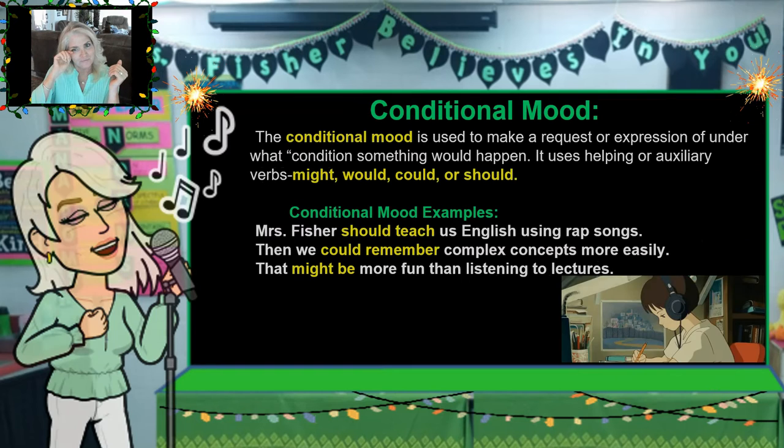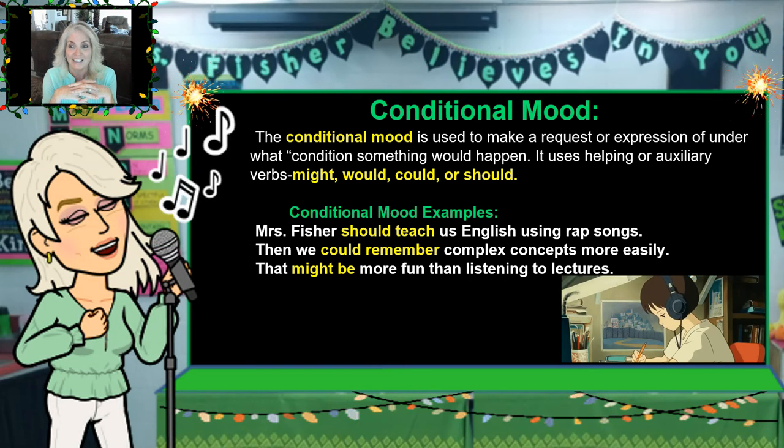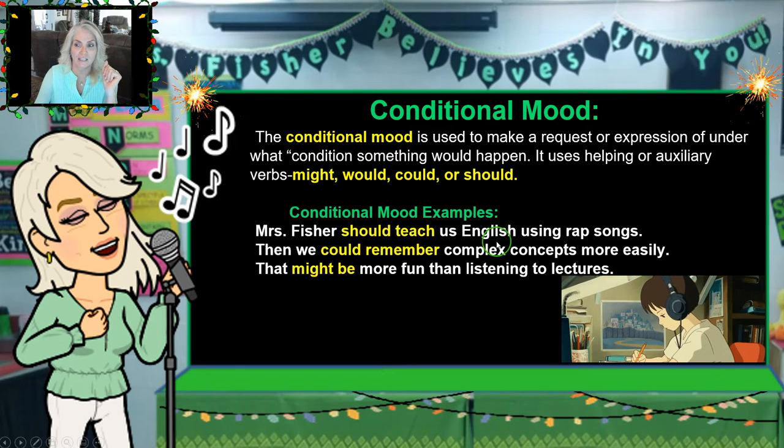Those are questions. The conditional mood is used to make a request or expression of under what conditions something would happen. It usually uses a helping or an auxiliary verb like might, would, could, should. So for example, Mrs. Fisher, this is kind of conditional, right? It depends on something. It has a condition to it. Mrs. Fisher should teach us English and rap songs. Then we could remember complex concepts easily. That might be more fun than listening to lectures. I hope it is. All right.